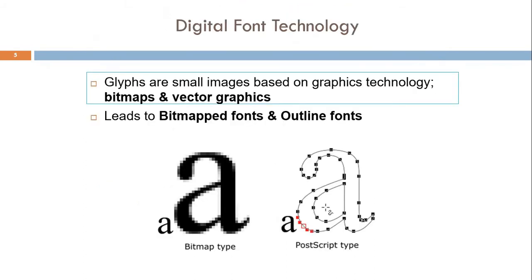We discuss digital font technology. A glyph is the specific shape, design, or representation of a character. It is a particular graphical representation of small images based on graphics technology, bitmaps and vector graphics. And it leads to bitmapped fonts and outline fonts.